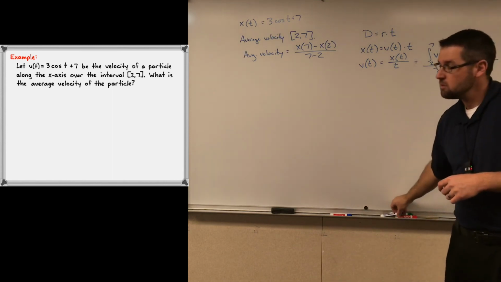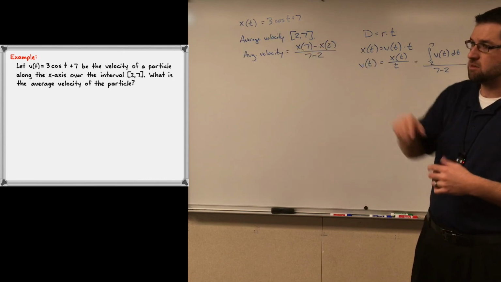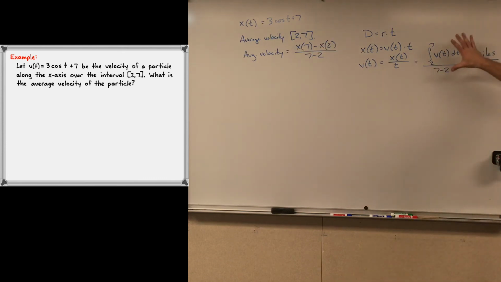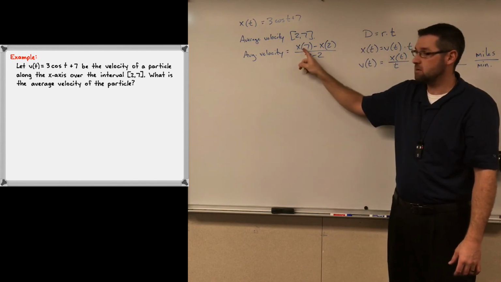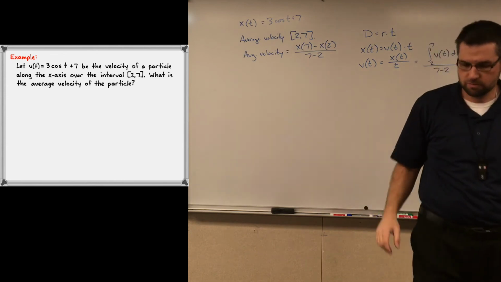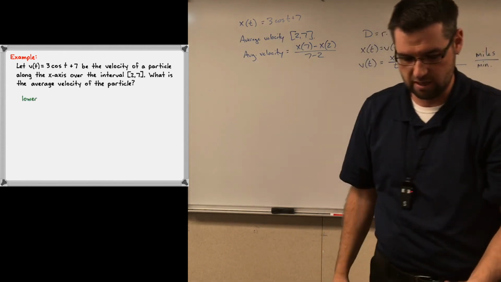But the formula will always be... No. Well, what do you mean, v of t? No, this is the average value. This is the average velocity when given what? Velocity. This is the average velocity when given the position. See the difference between the two? There's a lot of different ways I could say that, okay?